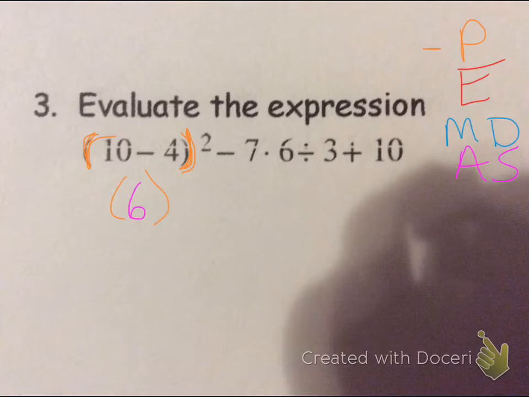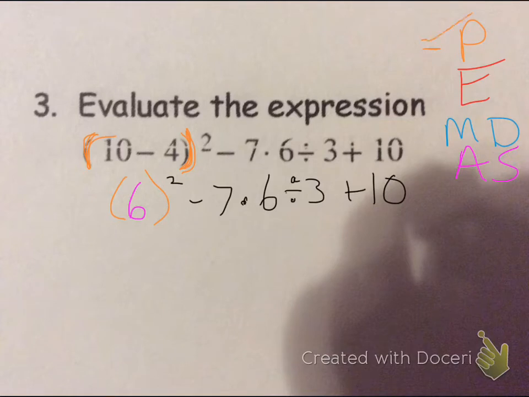Go on ahead and carry them down, and now I'm going to rewrite the rest of it. Squared minus 7 times 6 divided by 3 plus 10. All right, so I have no more parentheses. I am good to go.